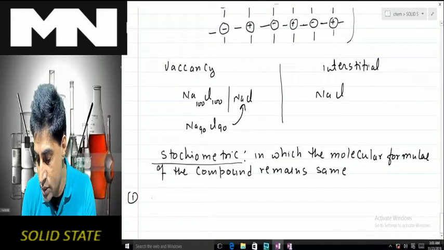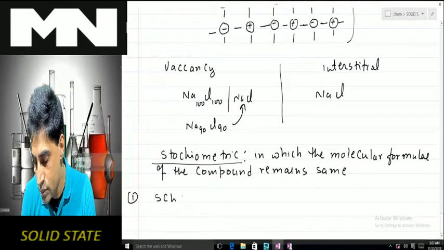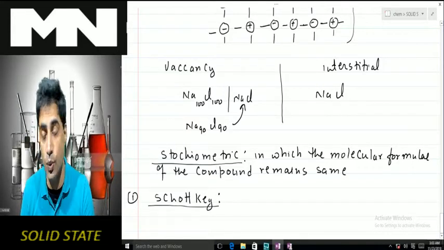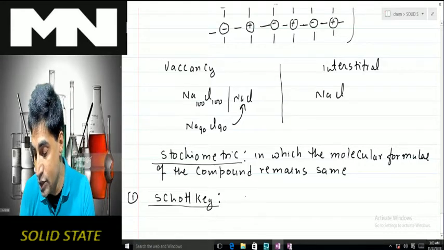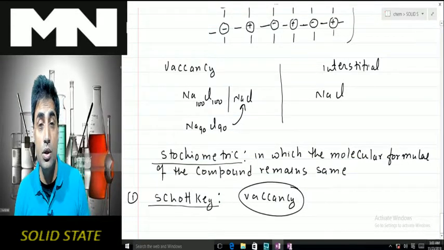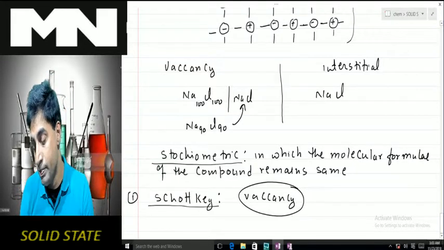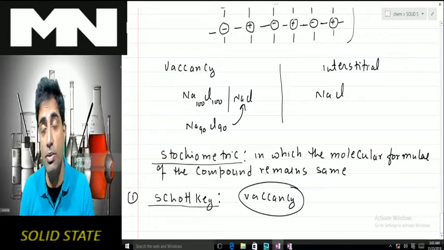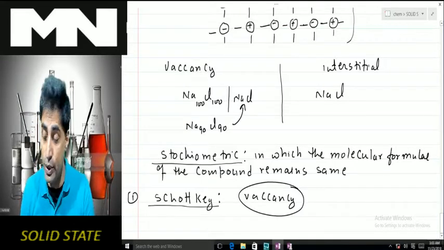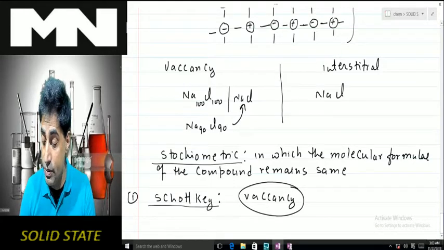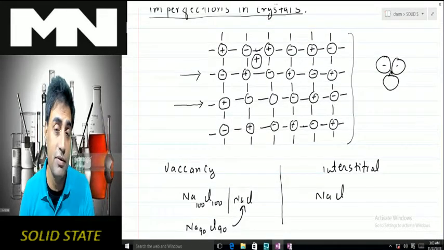This imperfection is further divided into two, right? The first one is Schottky and Frenkel. So first we'll see Schottky. What is Schottky imperfection? Schottky is vacancy imperfection. This type of imperfection generally occurs in crystals which have a high coordination number. And we can say that all types of crystals are capable of exhibiting this type of imperfection, where the same number of cations and anions are found missing.